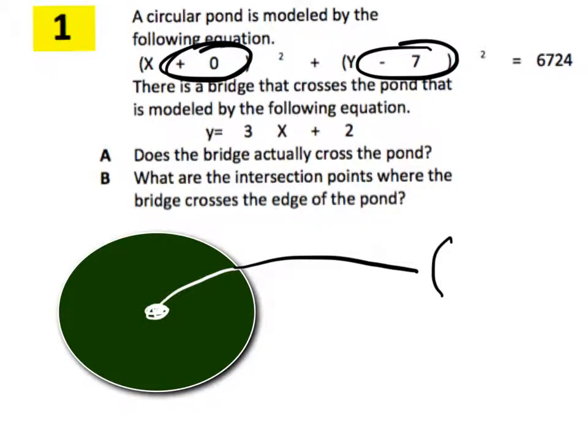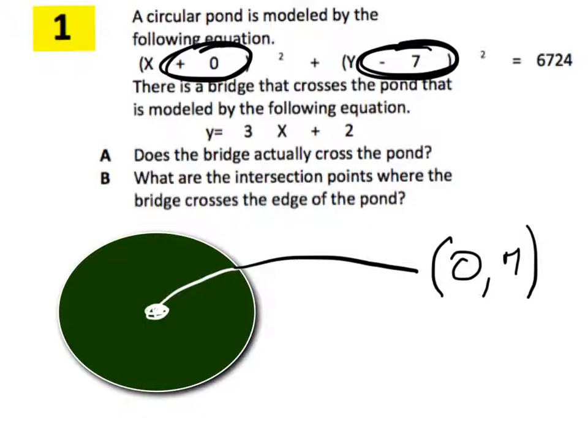Whatever this is, for example, if it were plus 8, then you would put a negative 8. If it's minus 6, you would put a positive 6. In this case, it's 0. Over here, it's minus 7, so we put a positive 7. That's how that equation comes to be.